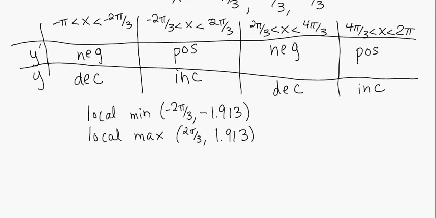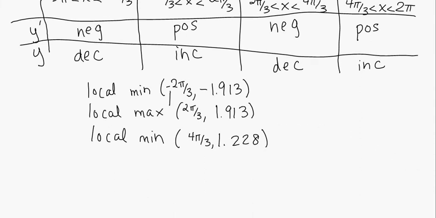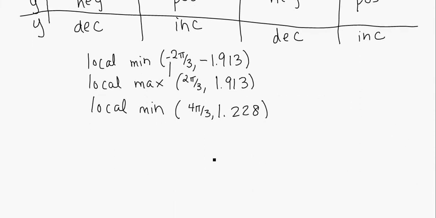And finally, as we go from decreasing to increasing, we get another local min at 4 pi over 3, comma 1.228. Okay, so that tells me about the first derivative. I need to do the same thing again for the second derivative in order to find my inflection points.